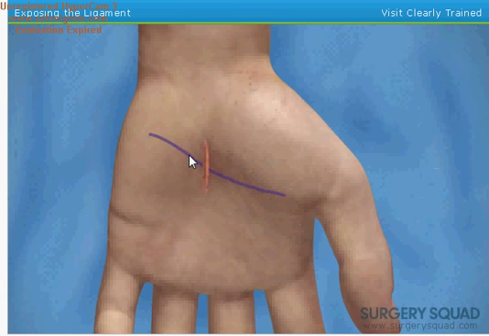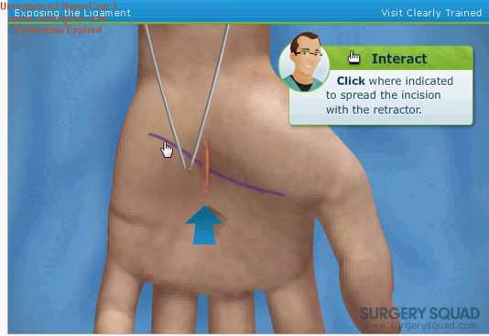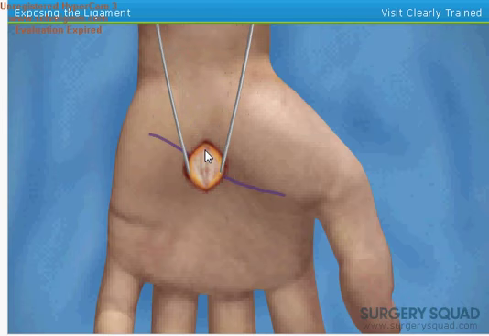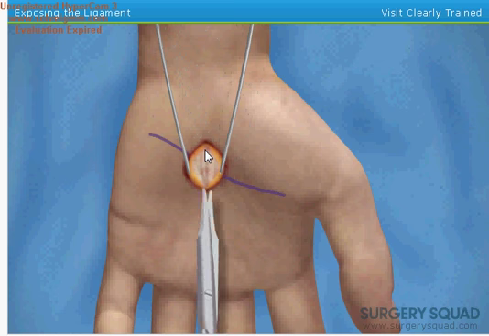Now we'll spread the incision wider to expose the transverse carpal ligament. This band of tissue is the cause of the problems. Place the retractors into the incision and spread it open. I think you're a natural at this.